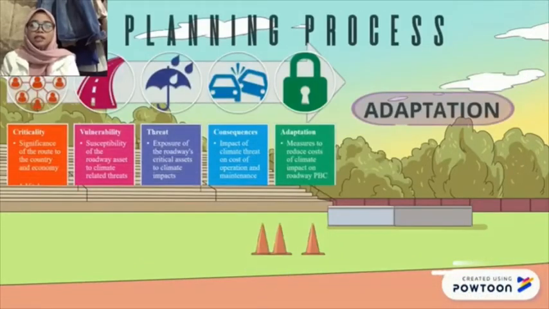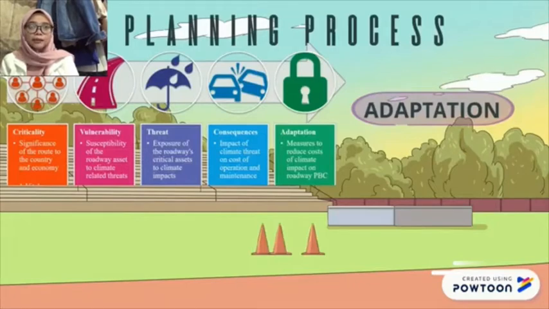Adaptation is most likely to be plan B, because it is the plan to reduce the cost or impact on our facilities. For critical, we must know how important our facilities are to the country and economy. For vulnerability, is there any possibility for our facilities to be attacked or harmed from outside? The threat is the damage that can occur to our facilities and the climate impact.